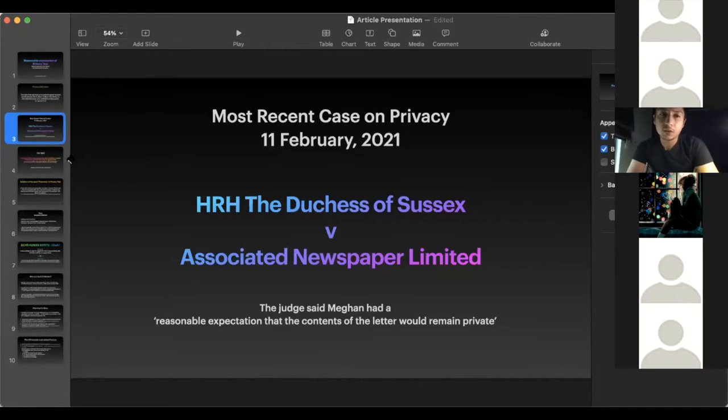And the judge, although it's not related to the article, I thought it was very interesting because of the media attention, a lot of media attention. The facts of the case were that Meghan Markle had sent some private letters to her father. This media outlet got hold of those letters and published them in an article, and gave their opinion on that also. So she filed a claim, and the judge said that Meghan had a reasonable expectation that the contents of the letter would remain private. And the claim was held in favor of the Duchess of Sussex.